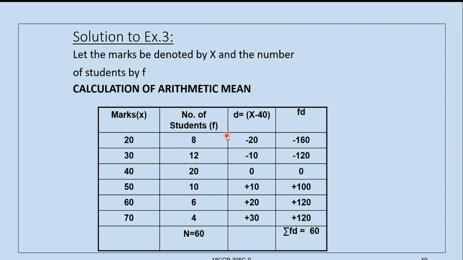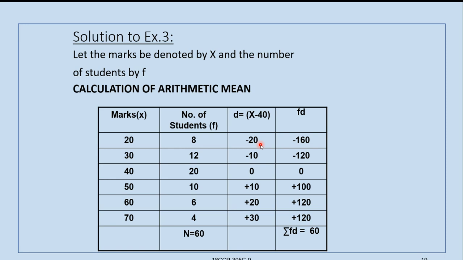Now in the third column, we will take the deviations. Here we have assumed the assumed mean as 40, that is A is equal to 40. X minus 40 is X minus A. So we will take the deviations like this. That is 20 minus 40 is minus 20. 30 minus 40 is minus 10. 40 minus 40 is 0. 50 minus 40 is plus 10. 60 minus 40 is 20, and 70 minus 40 is 30.